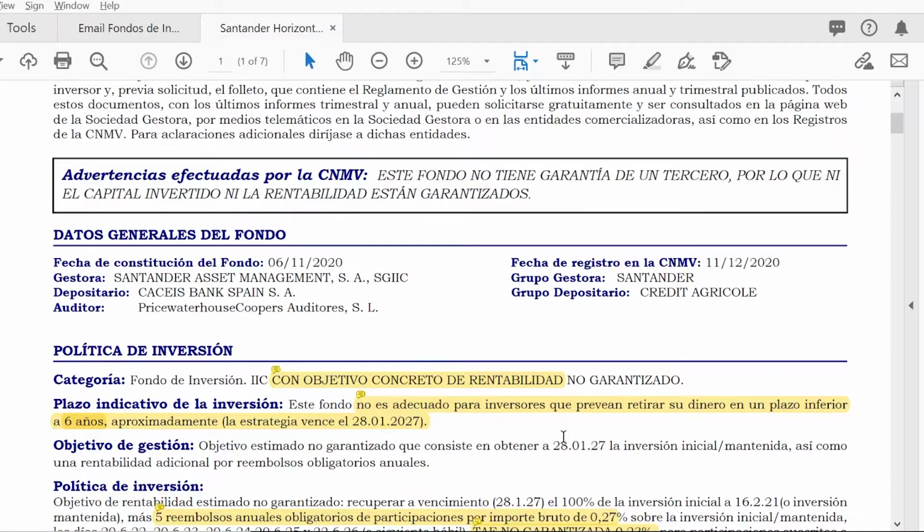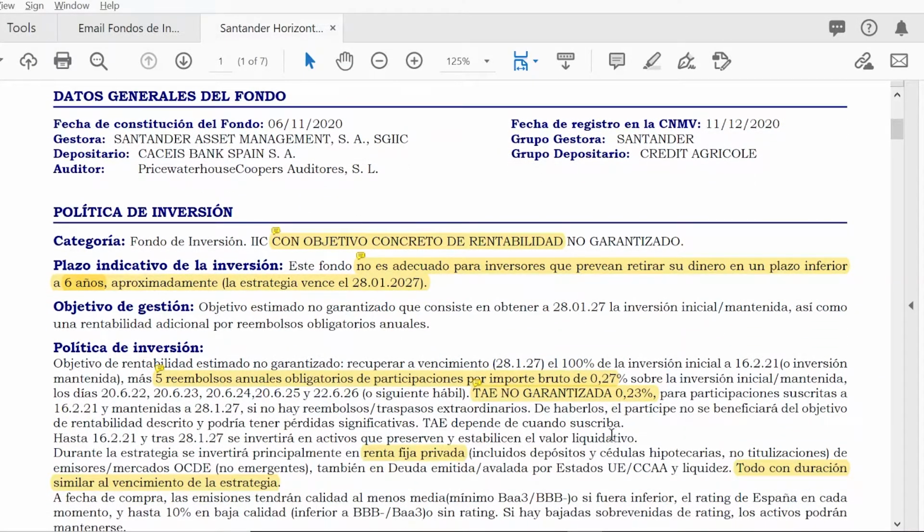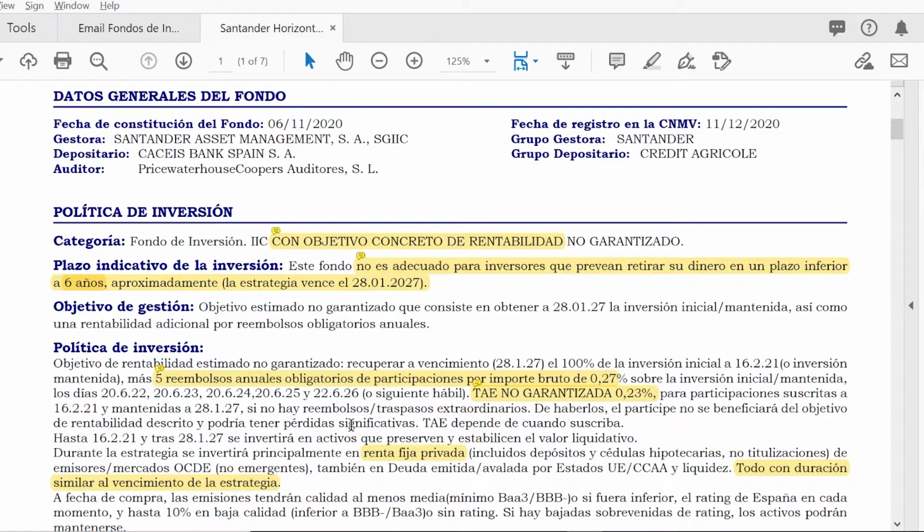So the investment that he was offering was going to give an annual return of 0.23% per annum, not guaranteed. And that was coming from an objective of profitability to recover 100% of the investment plus 5 annual payments of 0.27% of the capital invested.